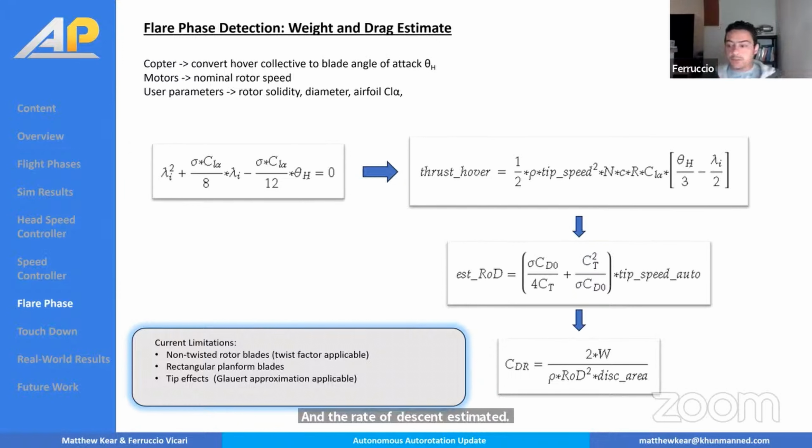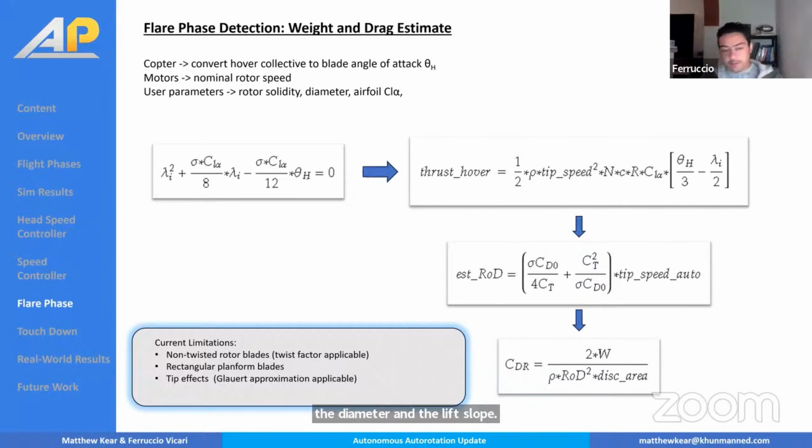The basic idea is to consider the rotor disc as a leaky plate, we could call it that way, and estimate the braking action that the rotor does when it comes into a vertical descent, let's say. So the code retrieves some values from the copter, like the hover collective position, and converts it into a blade angle of attack, and the nominal rotor speed, of course, and some user parameters which are needed to characterize the rotor. So the rotor solidity, the diameter, and the lift slope of the airfoil.